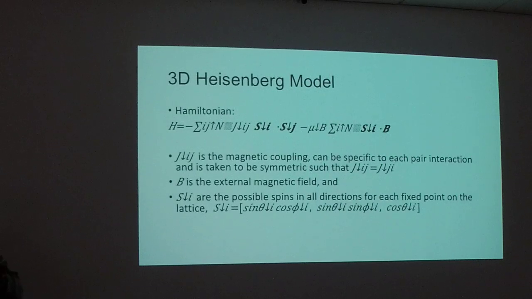So from a two electron system, you expand it to your many atom, many electron system, and that leads us to the 3D Heisenberg model. In this case, instead of just spin up and spin down, your spin can take any direction in 3D space, right? And you also have an exchange interaction that can be specific to each pair and is symmetric, right? So if one interacts with two, that interaction is the same as two and one. And you have your magnetic field.